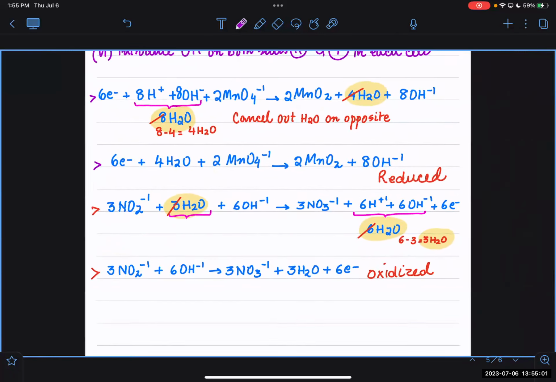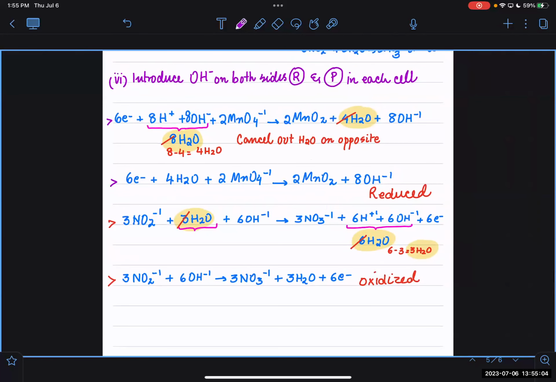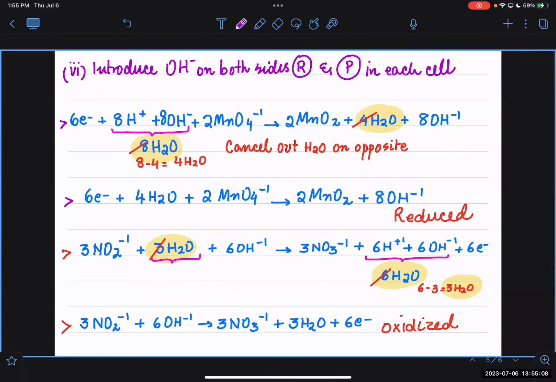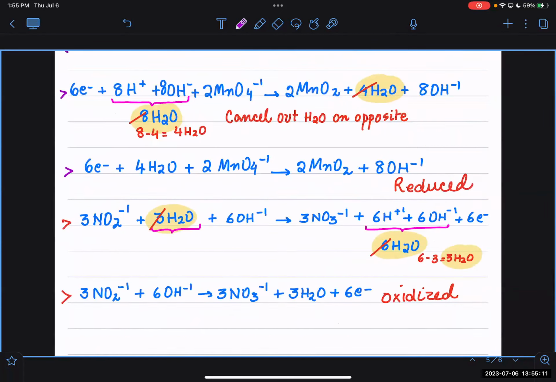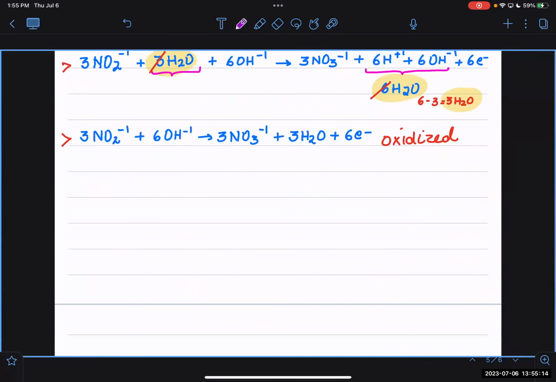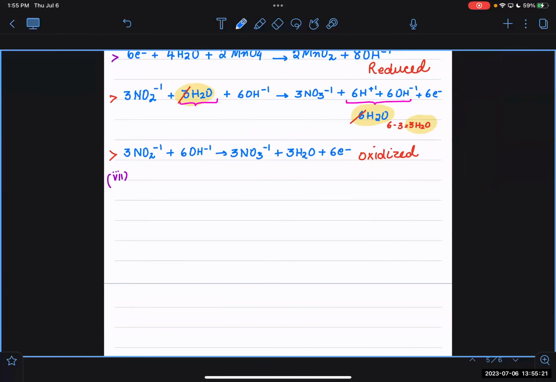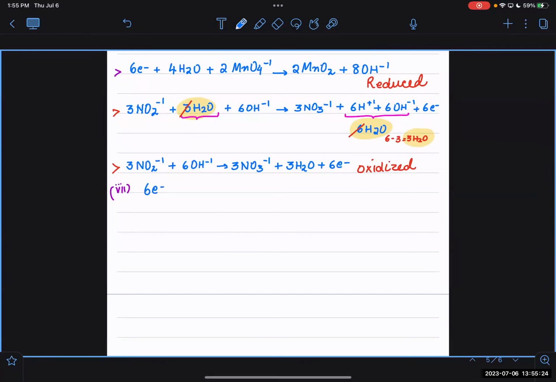Yeah, let me just make it like this. Any questions? All good? All right, now just add. Now we have the 7th step. Okay, so let's bring this out again. 6 electrons plus 4 H2O gives you 2 MnO4 minus 1 gives you 2 MnO2 plus 8 OH minus 1.